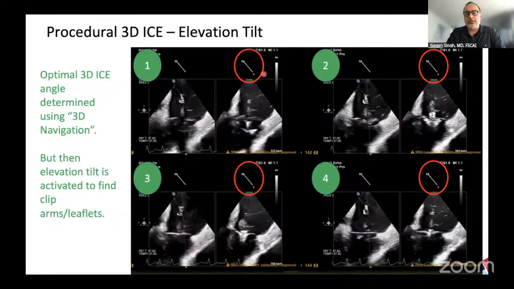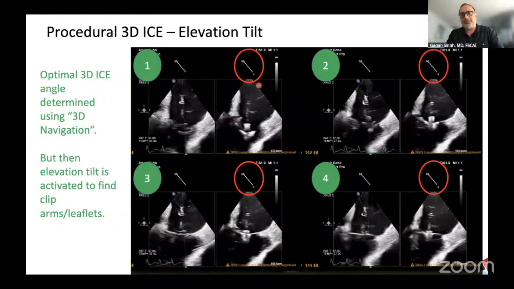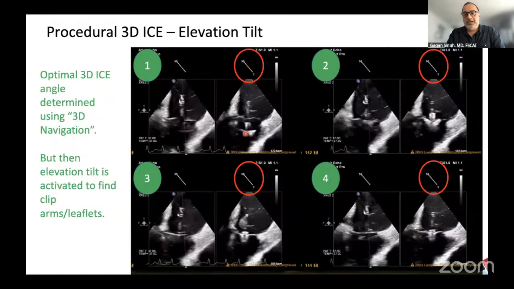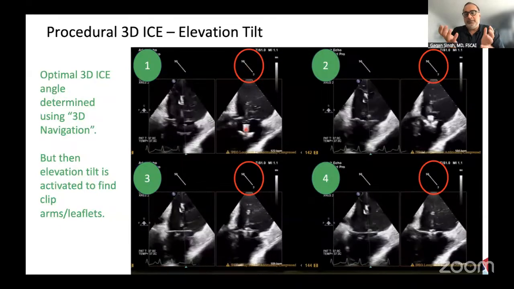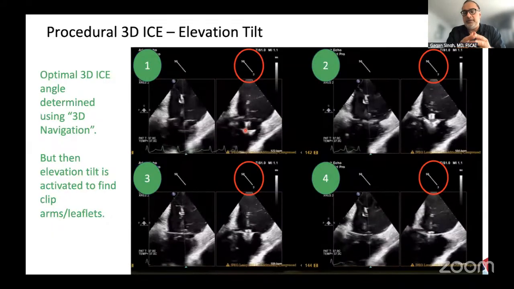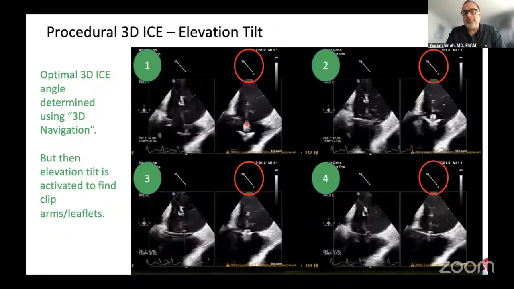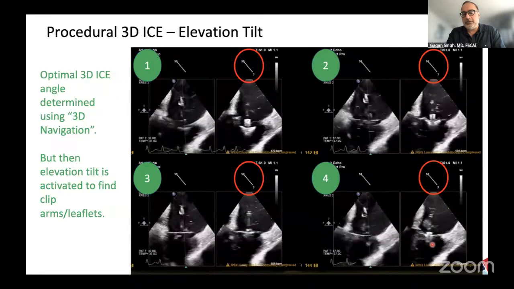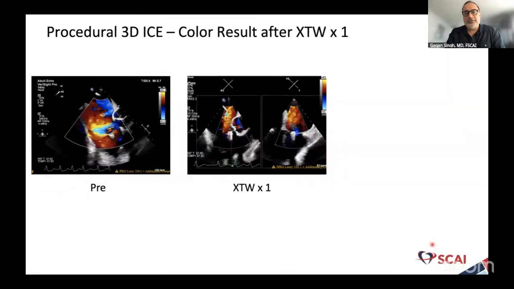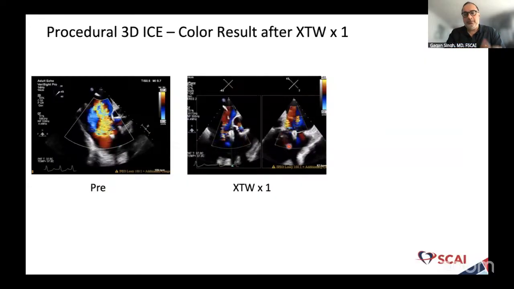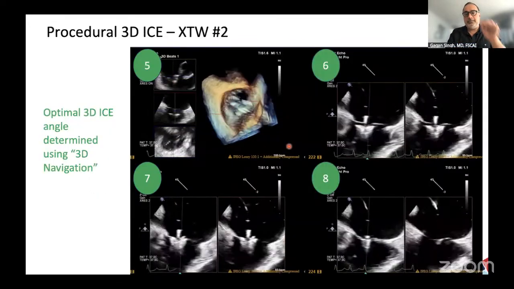We've turned the MPR, or the 3D navigation feature, or the 3D map, off. We've gone immediately to plus 50, and I can see my arms and I can see the leaflets. Basically, the septal leaflet was very long. I wasn't going deep enough. So now I've advanced it in a little bit deeper. I've come back, I've engaged both the leaflets, and now I've started to close the clip arms. As a result, with just one clip alone, with one XTW, we've reduced the amount of tricuspid regurgitation, but we're not done.